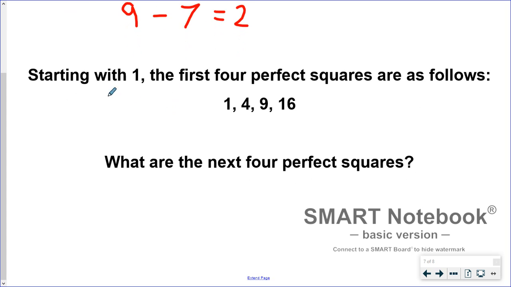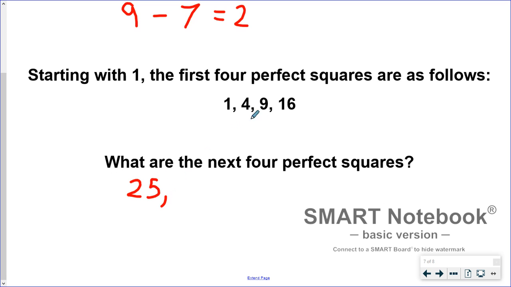Now in this lesson earlier, I told you what the first 4 perfect squares were, because 1 is a perfect square, because that's 1 times 1. 4 is a perfect square because that's 2 times 2. 9 is a perfect square because that's 3 times 3. And 16 is a perfect square because that's 4 times 4. The book's going to ask you, what are the next 4 perfect squares? Well, if this is 4 times 4, I'm going to have to go to 5 times 5. 5 times 5 is 25, so 25 is a perfect square.